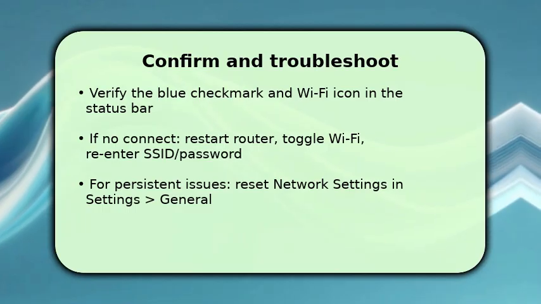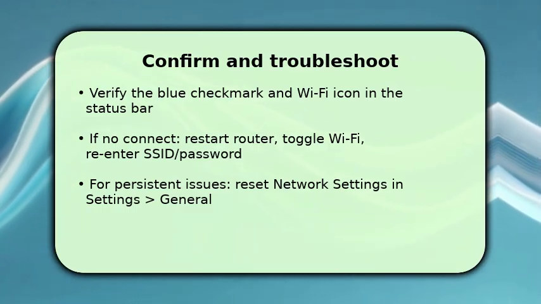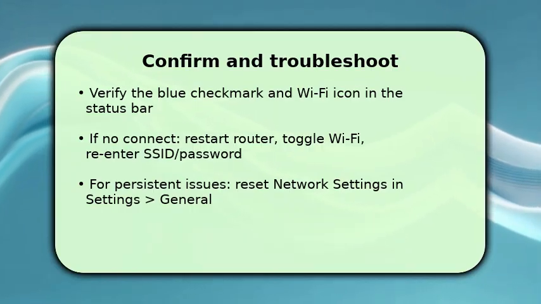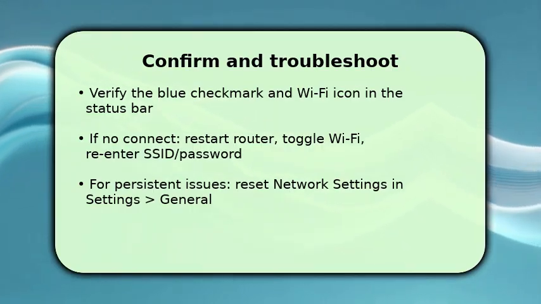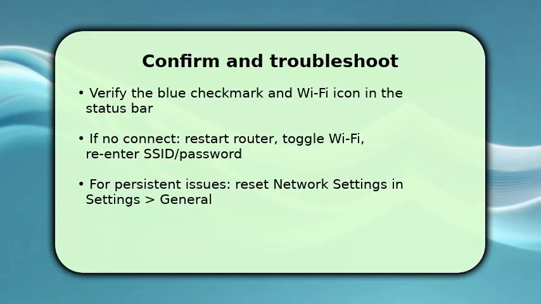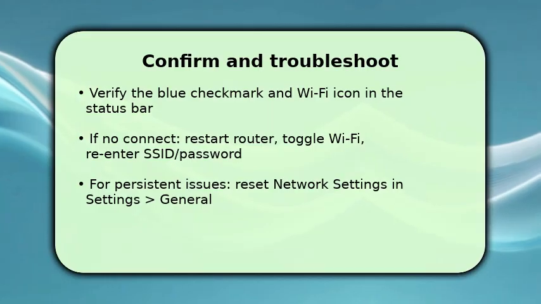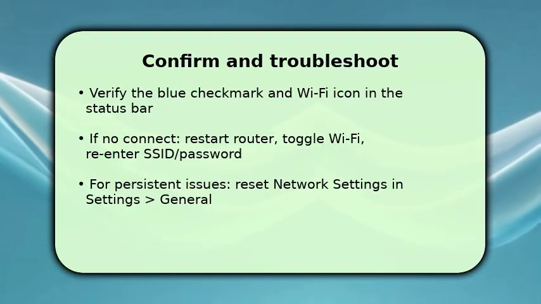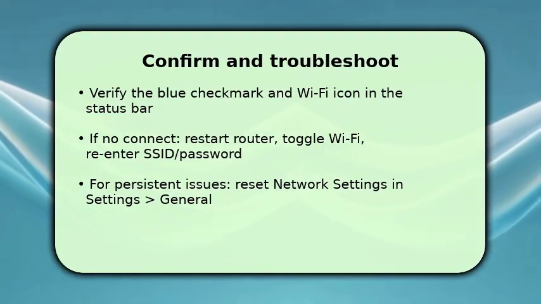If you can't connect, restart the router, toggle Wi-Fi on the iPhone, and carefully retype the SSID and password because small errors are common. If problems persist, reset network settings in Settings, General, Transfer or Reset. This clears saved networks and often fixes lingering conflicts. Remember to have your Wi-Fi passwords handy.